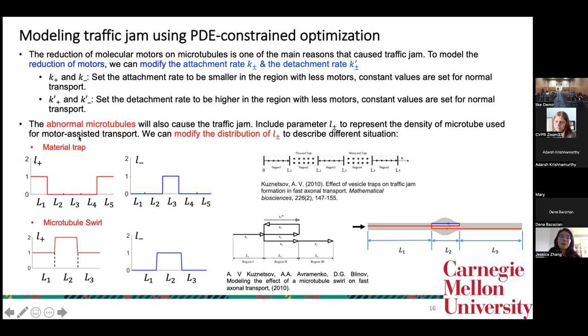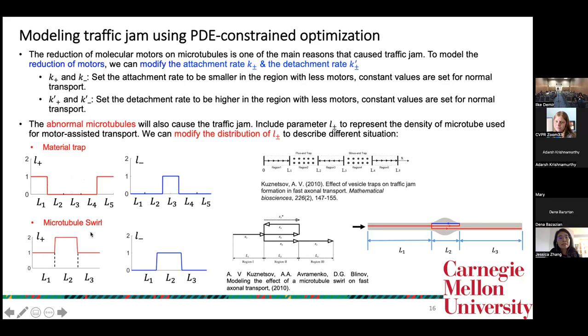For example, there are two kinds of this traffic jam we want to study. One is a material trap, one is a microtubule swirl. We give a drop in the local area in the R plus and a jump in the R minus. Then we can model the material trap, or we can model the reduced number of microtubules, and how this can introduce the traffic jam.